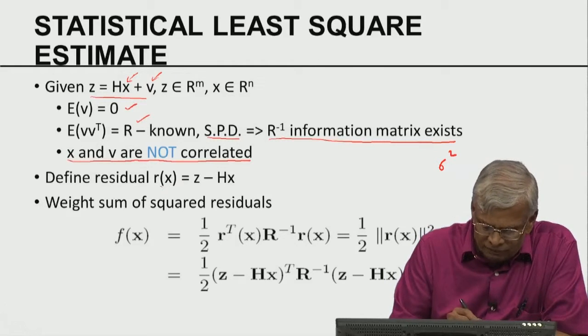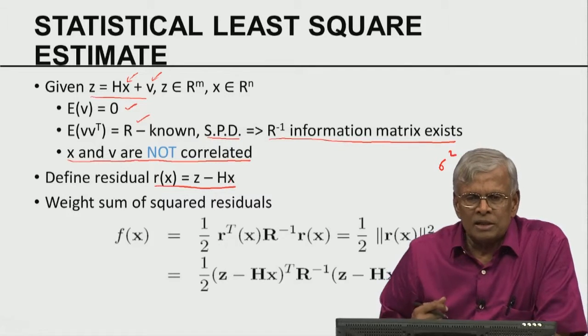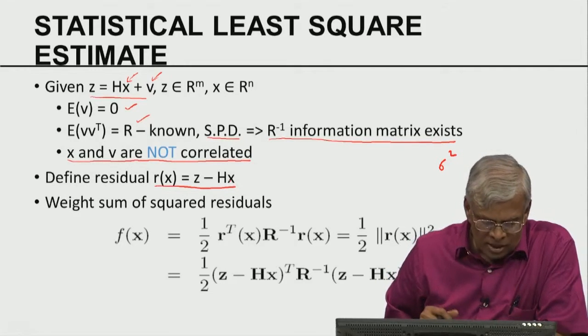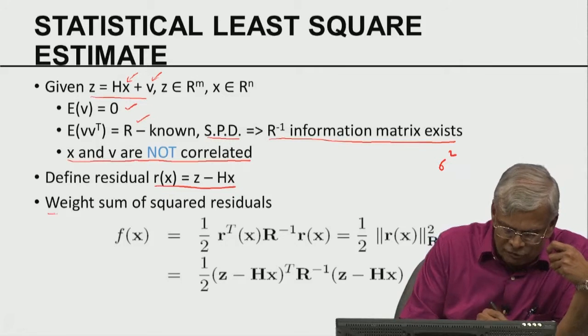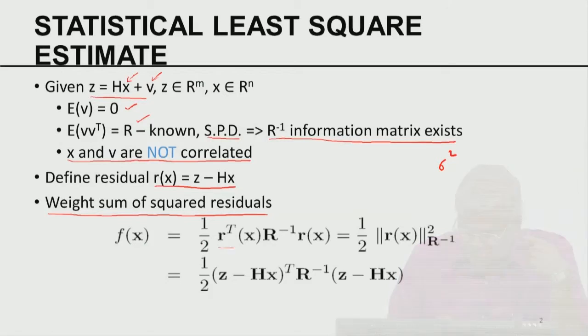Now, define the residual. This should sound very familiar to us. That is what we have done in deterministic least squares. So, I can now consider the weighted sum of square residuals. The weighted sum of square residuals is f of x equals r(x) transpose R inverse r(x), where R is the noise covariance. This is also called the energy norm square of r(x), where the weight is R inverse. The explicit expression is given by (z minus Hx) transpose R inverse (z minus Hx).